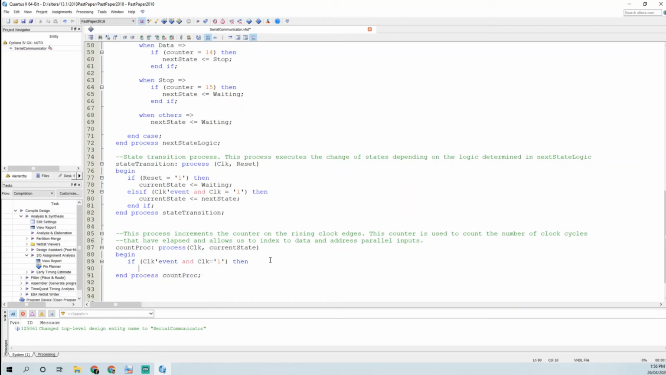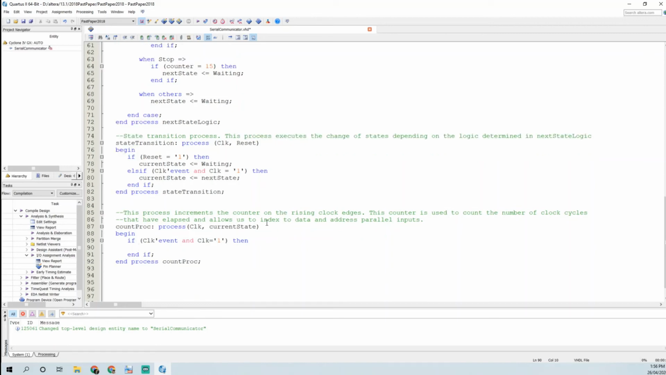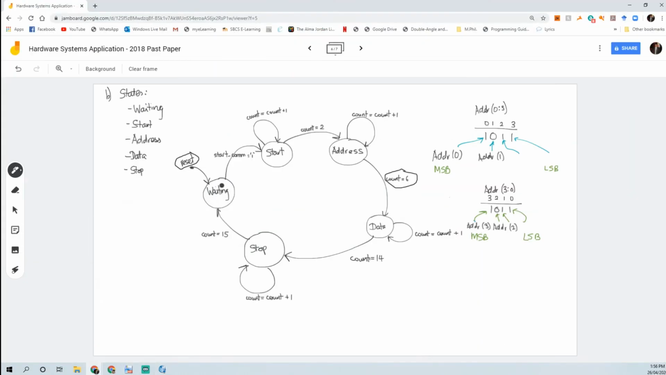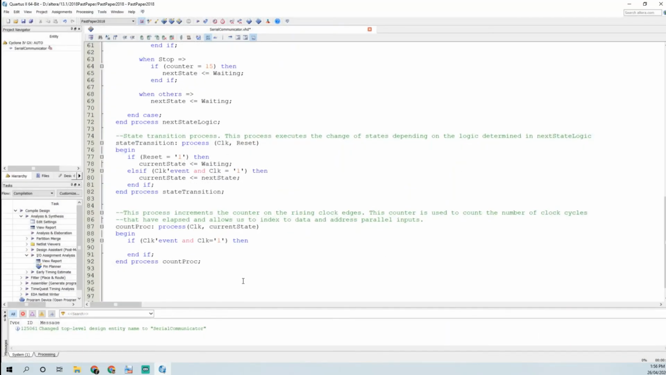well, let me put this end if here first. All right. Well, what's going to happen? When do I want to increment this counter? I don't want to increment the counter in the waiting state. I want to increment it in my start state, in my address state, in my data state, and in my stop state. How do I know I want to increment it in those states? Well, that corresponds to these counts increments here. All right? So that's the only time I want to monitor that counter or allow that counter to increment.